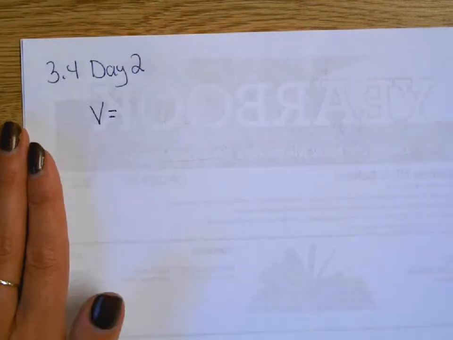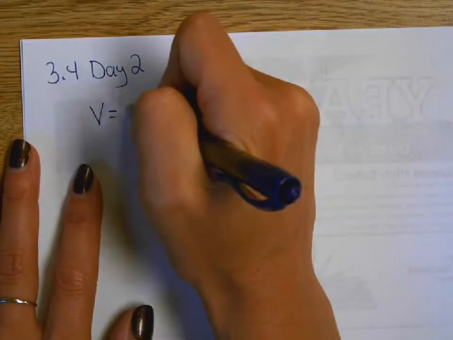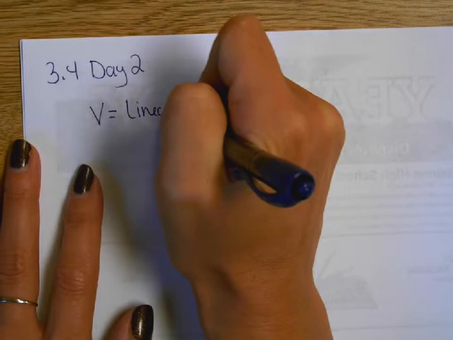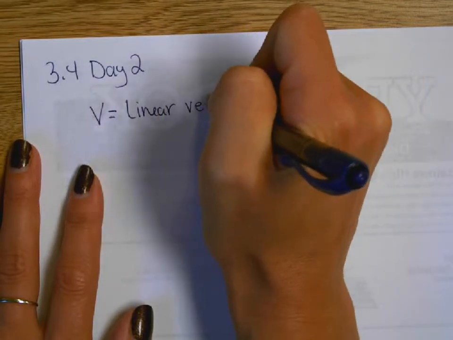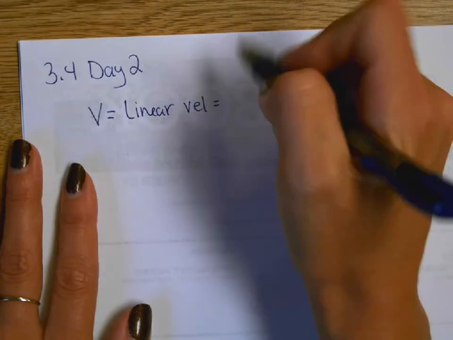All right, let's review our formulas from yesterday. So we've got them handy on today's notes. Big V is, first of all, what is it? What kind of velocity? Because we got two kinds now. Linear. It's linear velocity. Do you remember any of the formulas from yesterday?